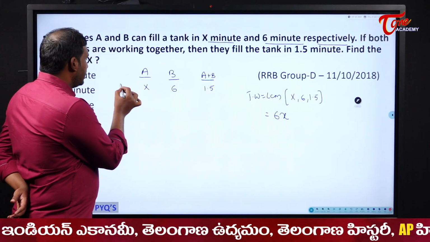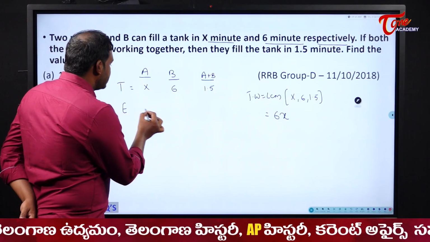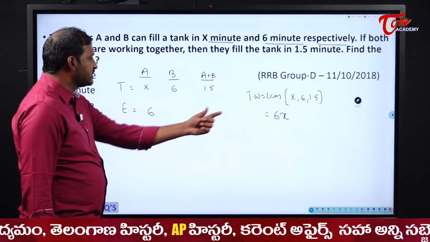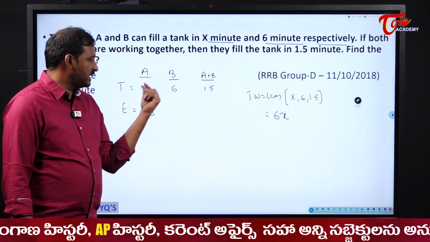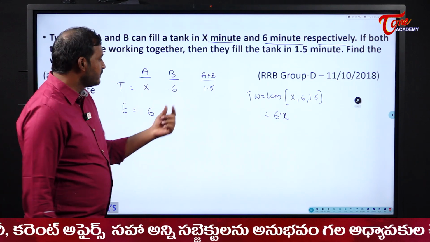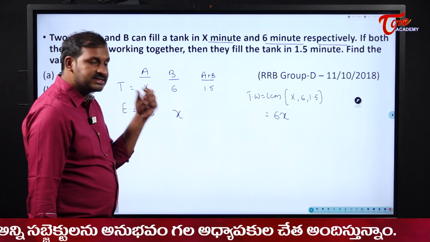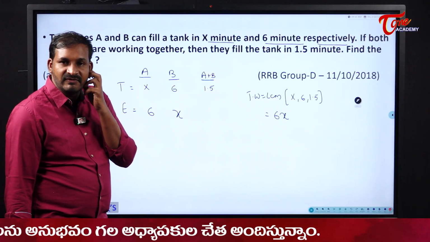Okay. Now if my LCM is 6x, what about the efficiency of A? Efficiency of A will become 6. Why? Because 6x by x, x will get cancelled. I will be left with 6. What is the efficiency of B? Efficiency of B will become x. Why? Because 6x by 6, 6 gets cancelled and efficiency of B will be x.